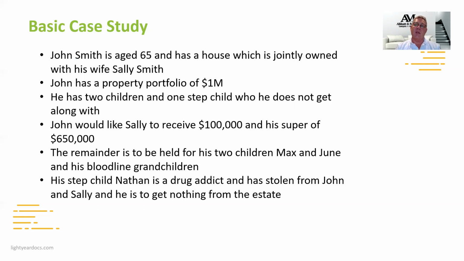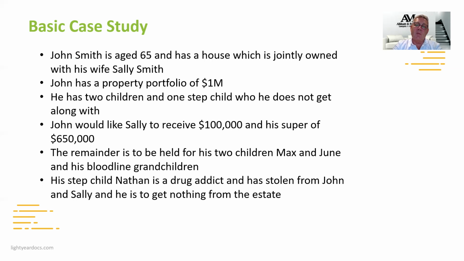Particularly here, we're looking at a blended family. So there's a good chance, obviously, there's going to be a potential family provisions claim. When we have a look there, the remainder is held for his two children, Max and June, and their children as well, so his bloodline grandchildren. A stepchild, Nathan, is a drug addict and has stolen from John and Sally in the past and has to get nothing from the estate.